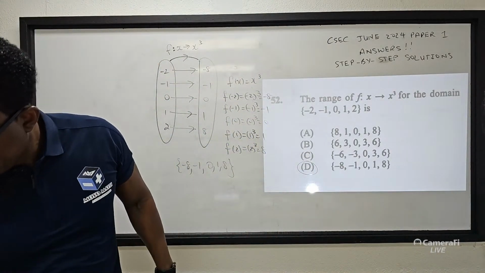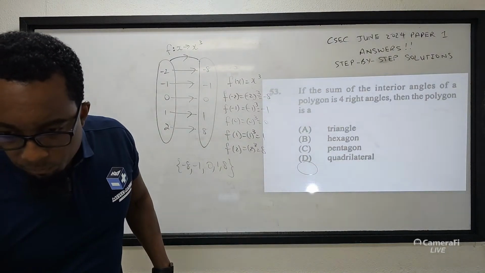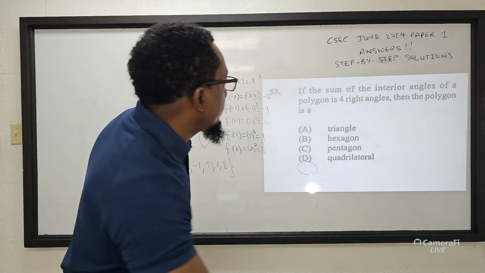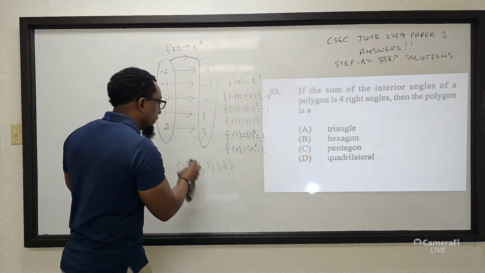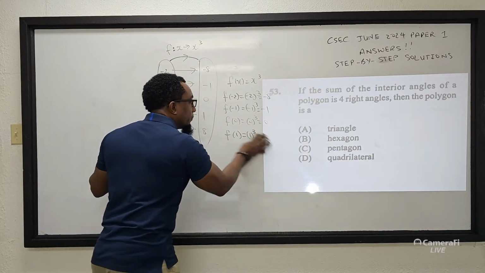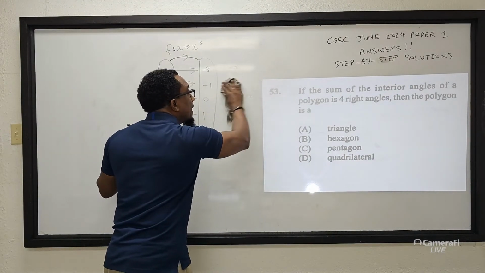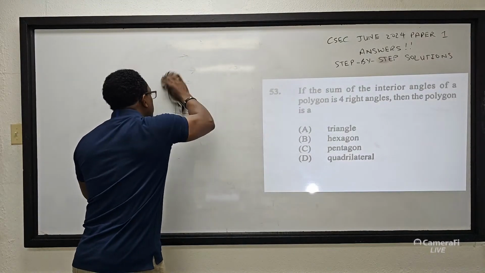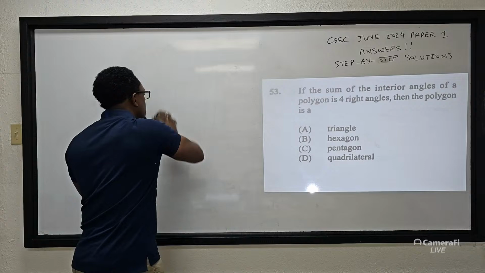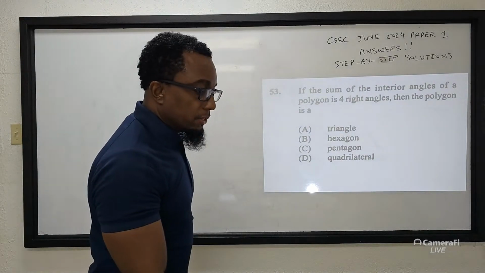So 52D. Let's look at 53, another question we would have reviewed when we were doing our review exercise before the exam. So a number of questions repeated themselves. So many students should be in a good position, right?